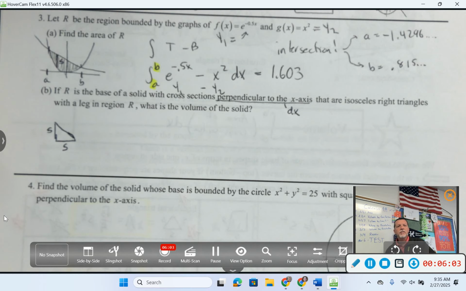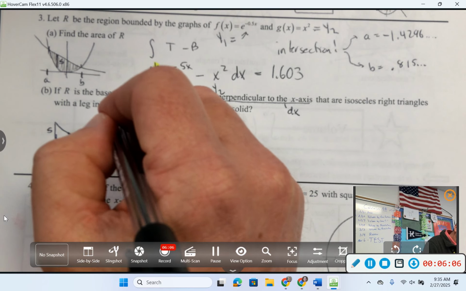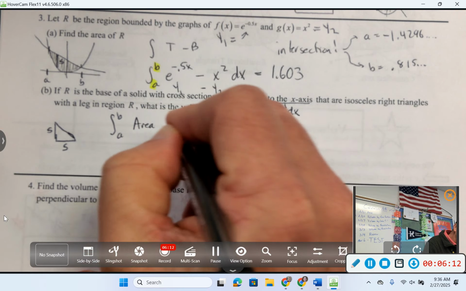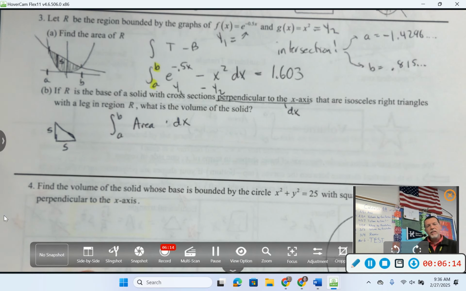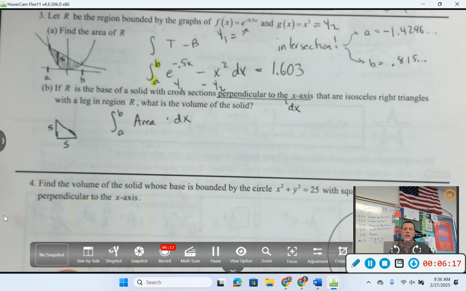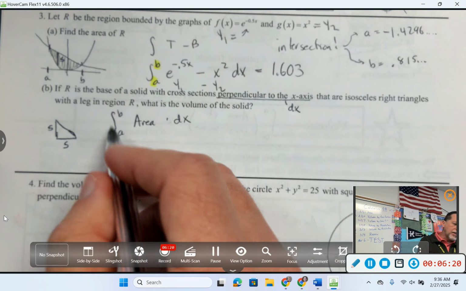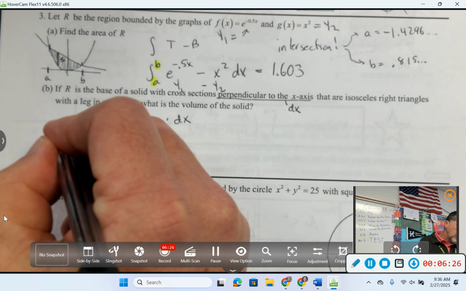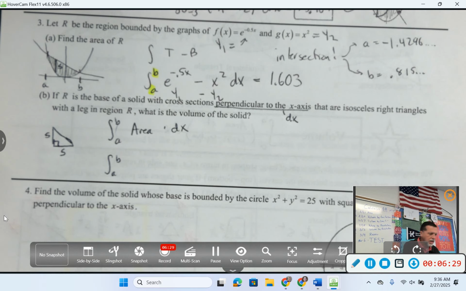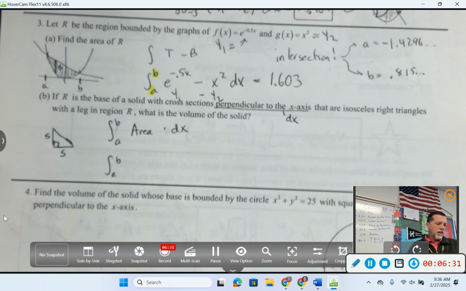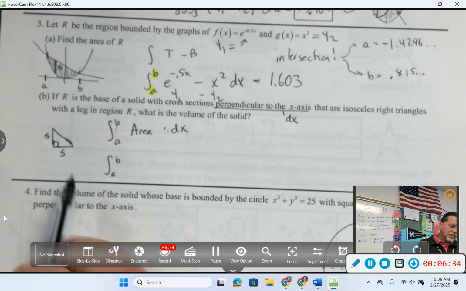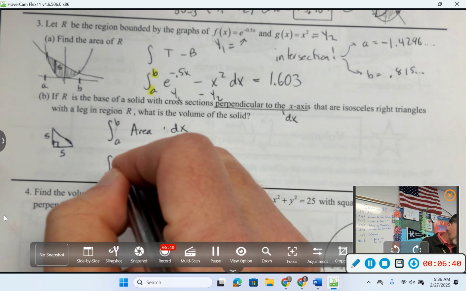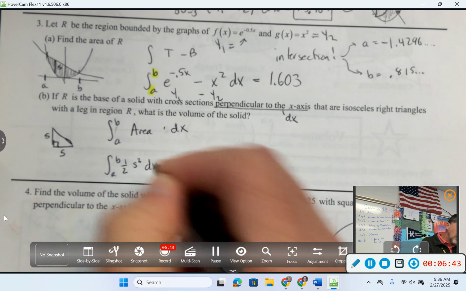Okay, volumes of cross section. So this is sort of always the same first formula. From A to B, I'll add up the areas times the thickness. This one's nice because I already have A and B, so I can just leave that as is. How about the area of an isosceles right triangle? Yeah, 1/2. I'm going to do 1/2 s squared dx.